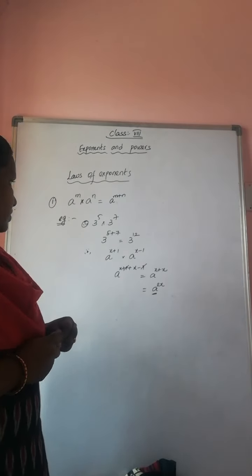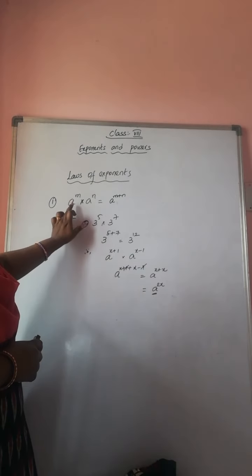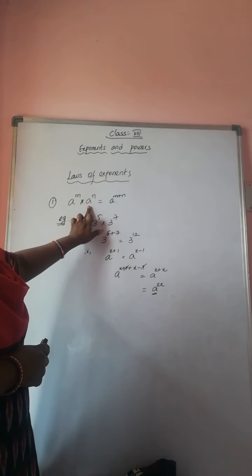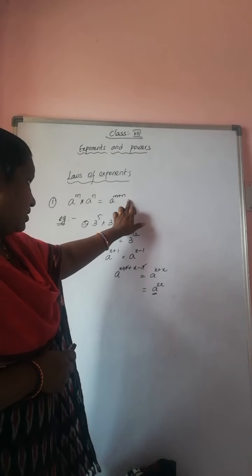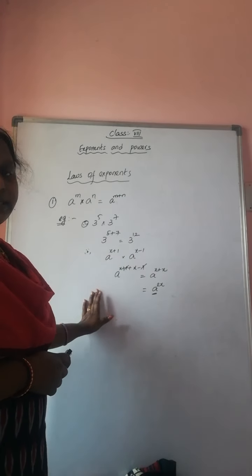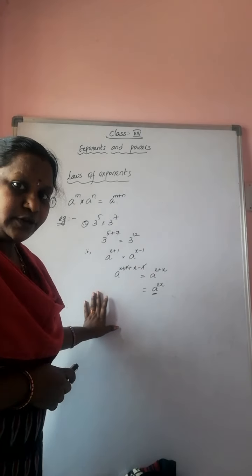So based on the first law, what is our first law? A power m into a power n is equal to a power m plus n. Based on this, I had taken two examples. I think everybody is clear now.